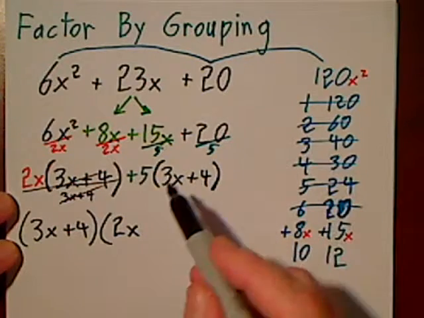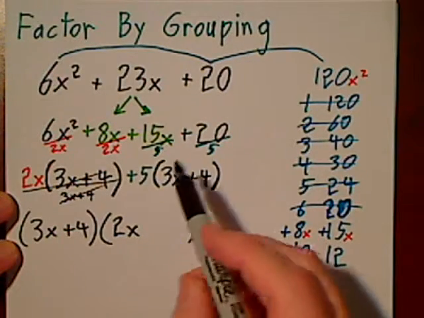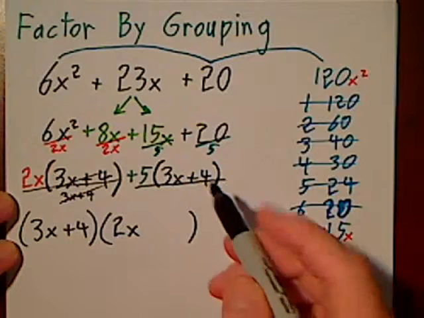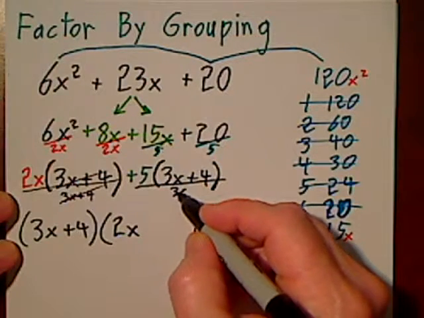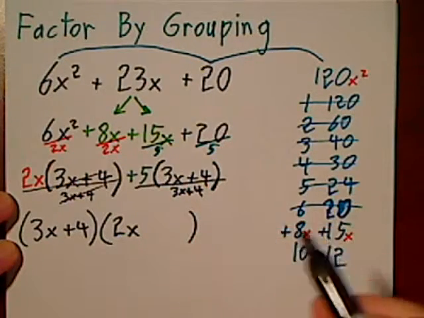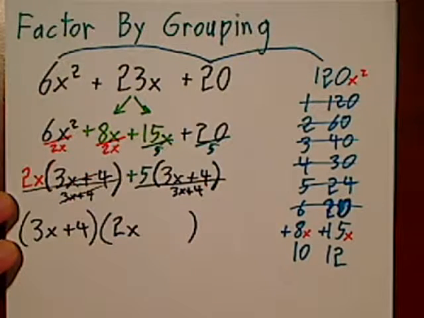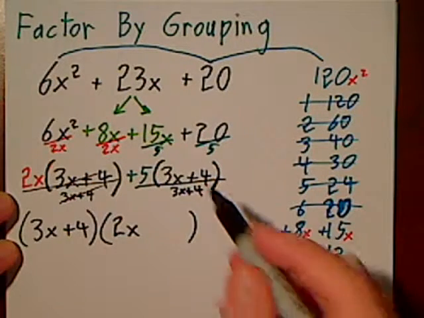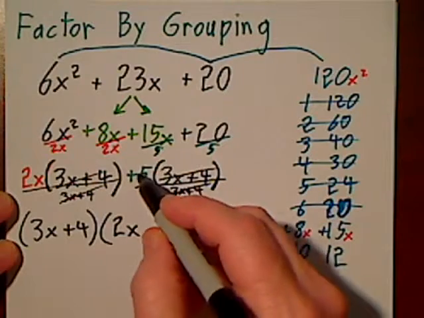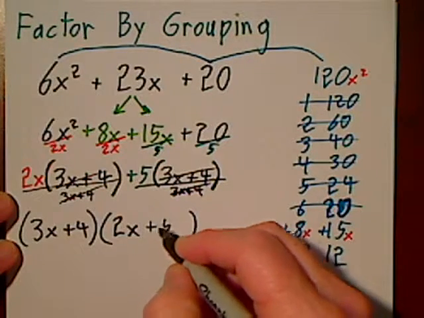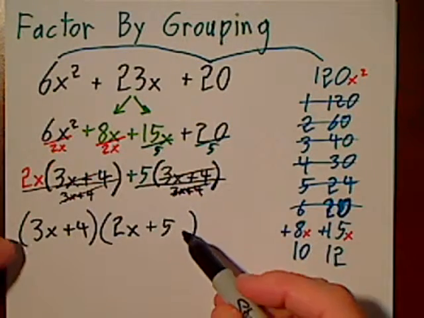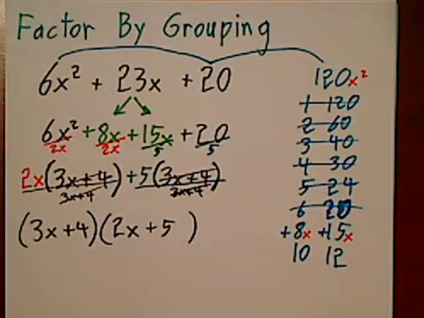Okay. And then I turn my attention to this group. I'm factoring out 3x plus 4, so that means I'm dividing by 3x plus 4. So those cancel, and I'm left with plus 5. Okay, so this is the factored form going through factor by grouping.